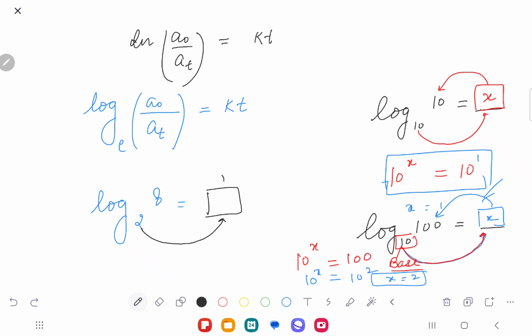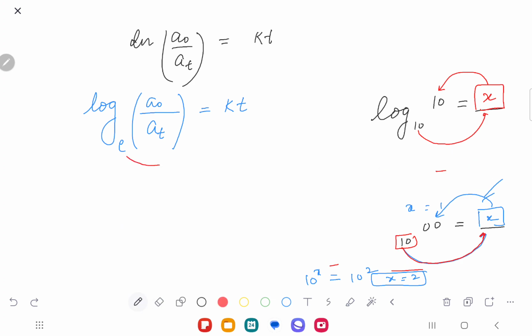3, 2 raised to the power exactly gives me 8. So my point here is that if I have this expression right here, I hope you're understanding that e raised to the power kt shall give me this, isn't it? Yes, ma'am. So what would that be? Don't you think e raised to the power kt should be A naught over At? Because this shall be left here and the base here is e.